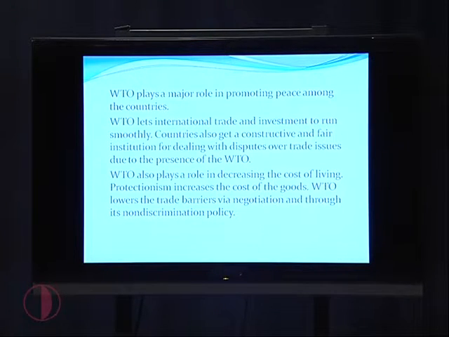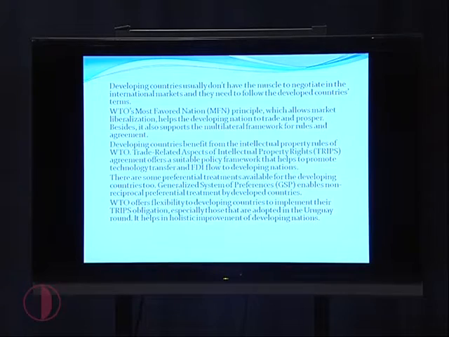WTO also plays a role in decreasing the cost of living. But protectionism increases the cost of the goods. WTO lowers the trade barriers via negotiation and through its non-discrimination policy. Why is WTO good for developing countries?